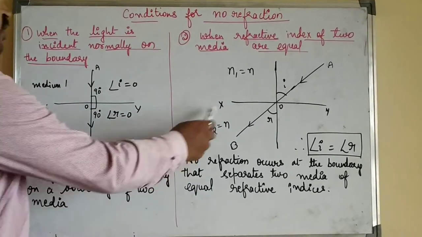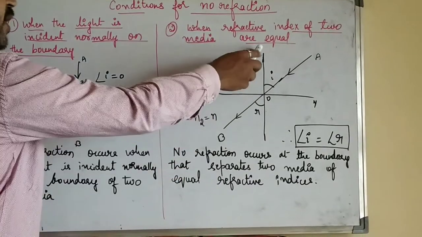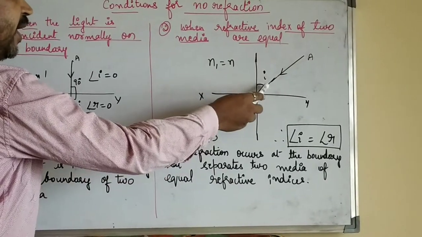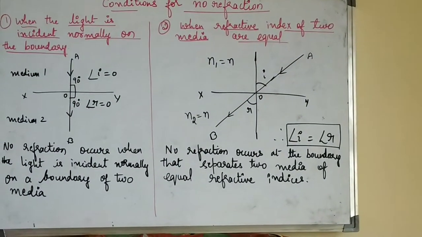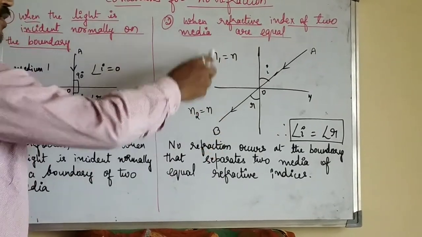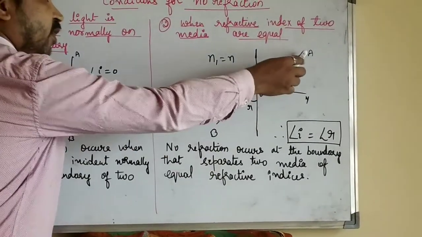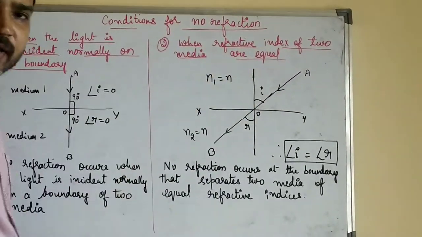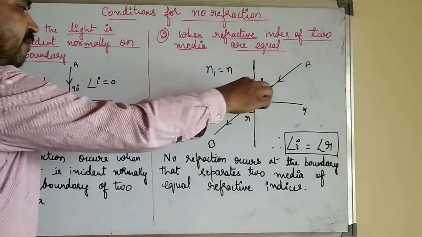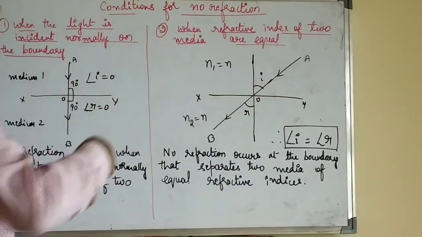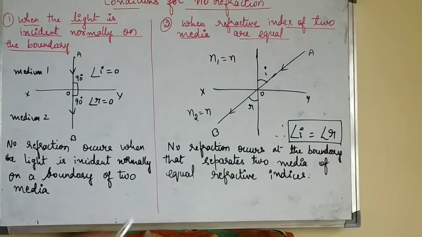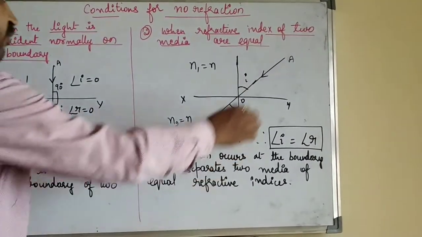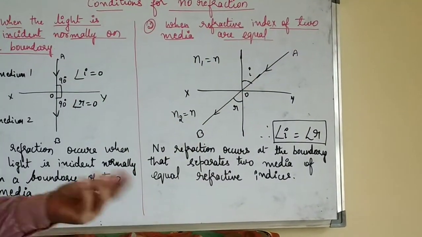Now see here. XOY is the boundary of separation, and this line is the normal. With the normal, you can see the incident ray AO is making an angle i. Now, when the refractive indices of the media are equal, with whatever angle the incident ray is making in the rarer medium, with the same angle, along the same line, it is moving in the denser medium also, which means there is no refraction. Can you see this ray? Is it bending towards the normal or away from the normal? No. It is moving along the same line, which means there is no refraction.